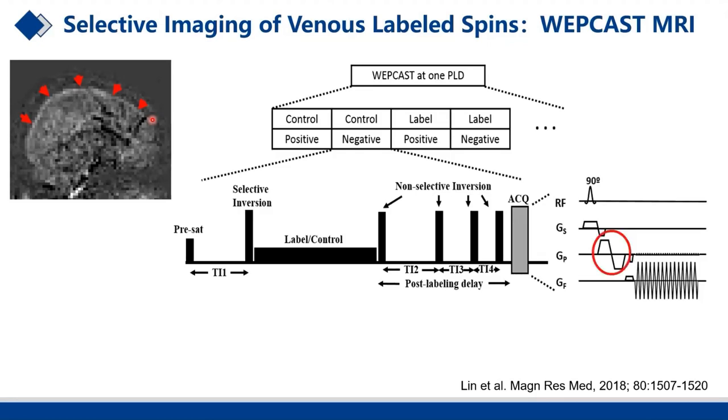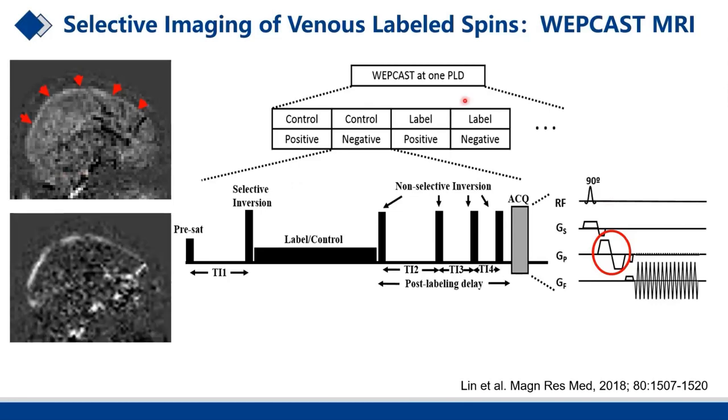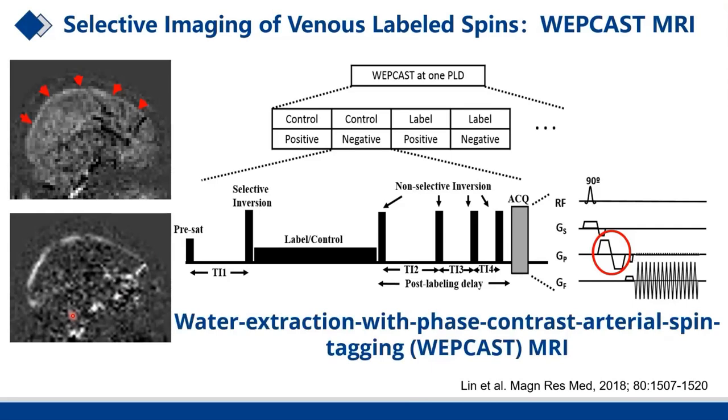So here we propose that we can add a bipolar gradient after the excitation in this acquisition module, so that you can separate the venous spins or venous signal and the tissue signal. And that is just the same idea as phase contrast. So you can actually do a selective imaging of the venous labeled spins. For example, here you can see a very bright superior sagittal sinus signal, but not the labeled water spins in the tissue. And that's what we call water extraction with phase contrast arterial spin tagging, or WEPCAST MRI.